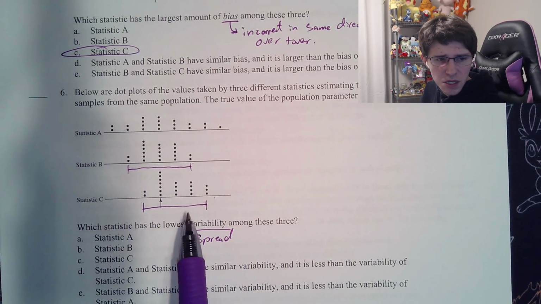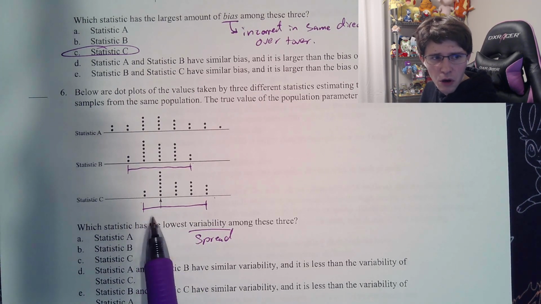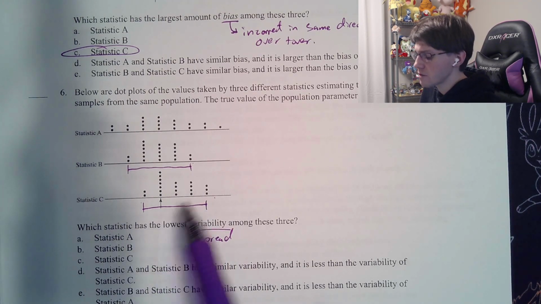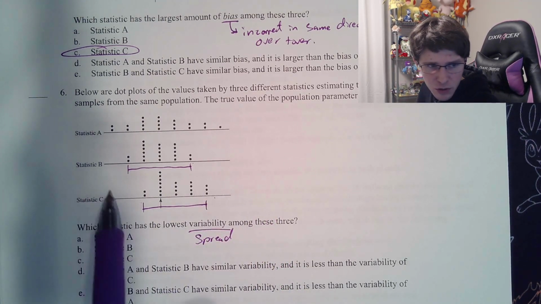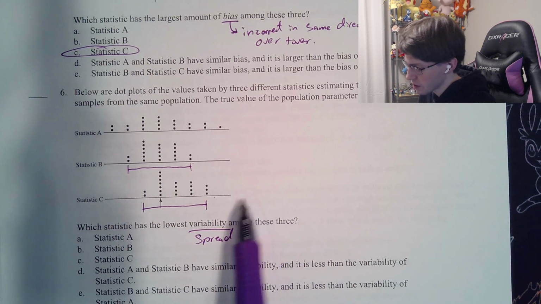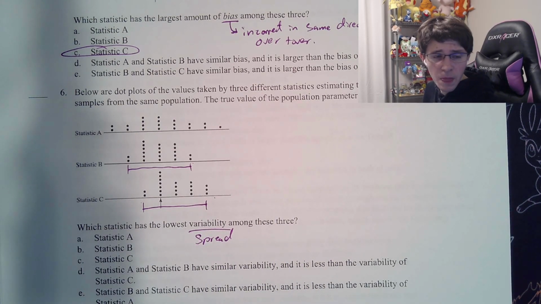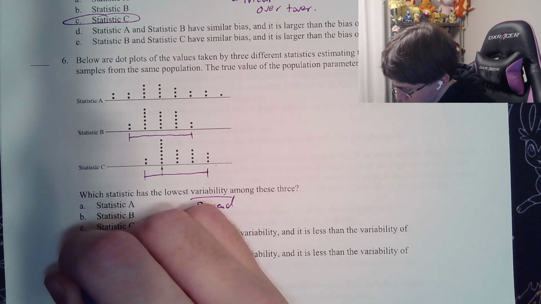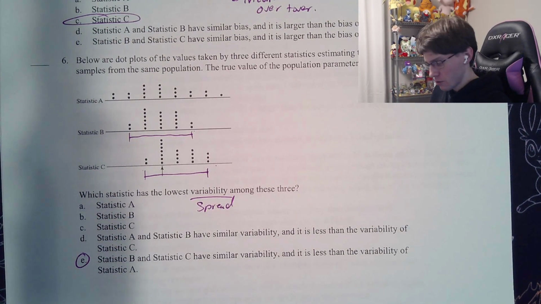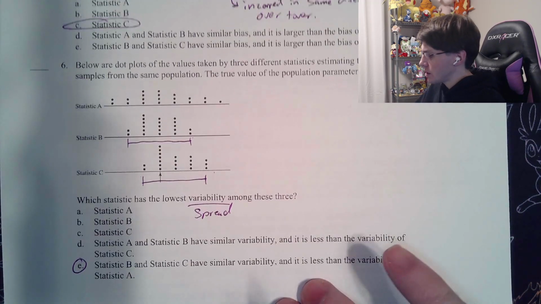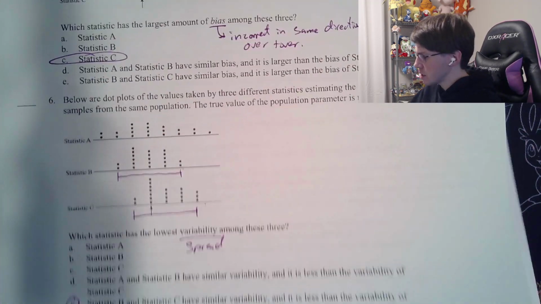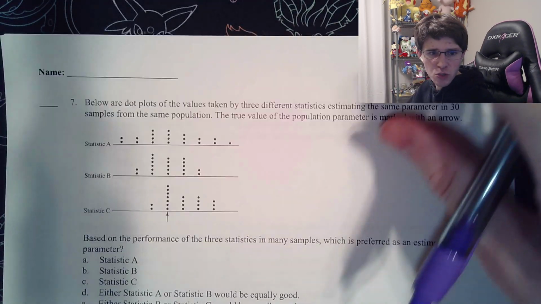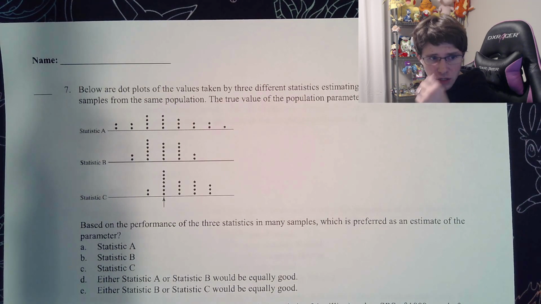So statistic C might be wrong more often, but it's biased. It's not variable. It's not getting the values all the way over here. It is pretty dang consistent where it's going. So both B and C are going to have similar variability, whereas A is going to be all over the place. Because we've talked about the bias and the variability, that's going to lead us into question number 7, which is which one of these is actually the one that we would like to use.